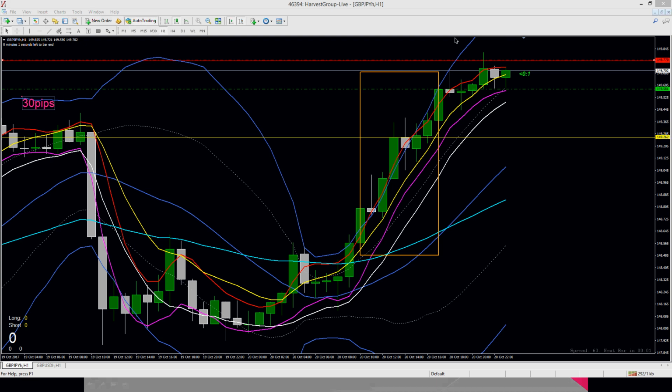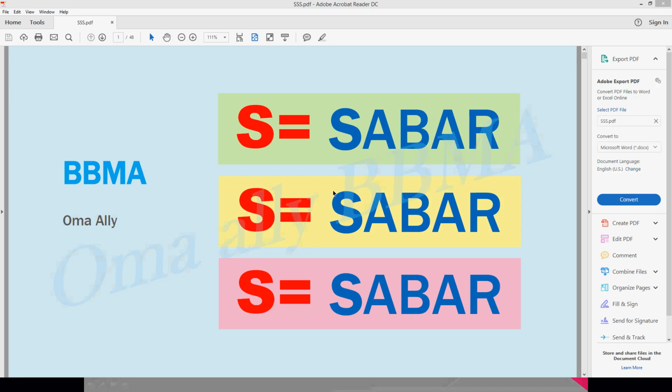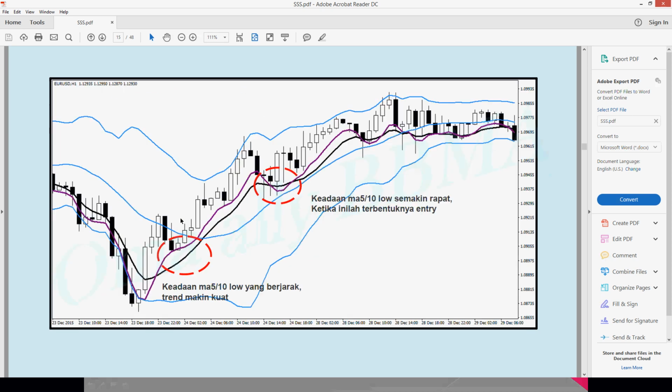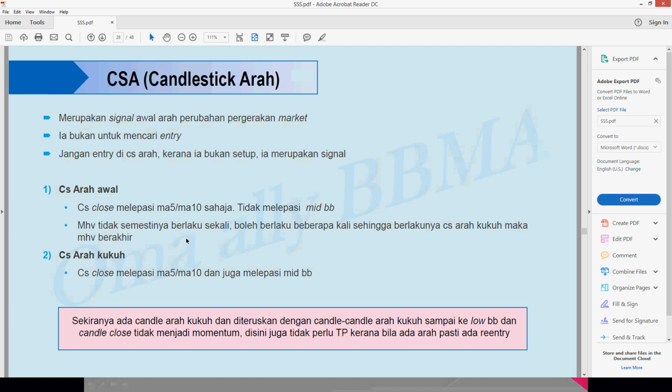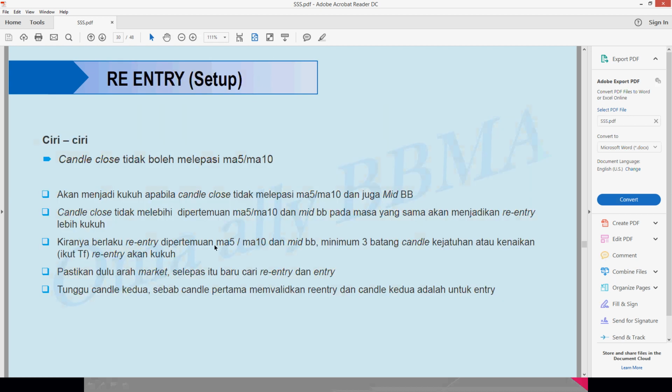Okay, let me just share these notes. This is the BBMA notes, if you guys don't have this yet. So if I go to re-entry, okay, unfortunately this is in Malay, but I'll just explain to you. This is the re-entry that you should be focusing on. This is the re-entry that is the best entry of all.